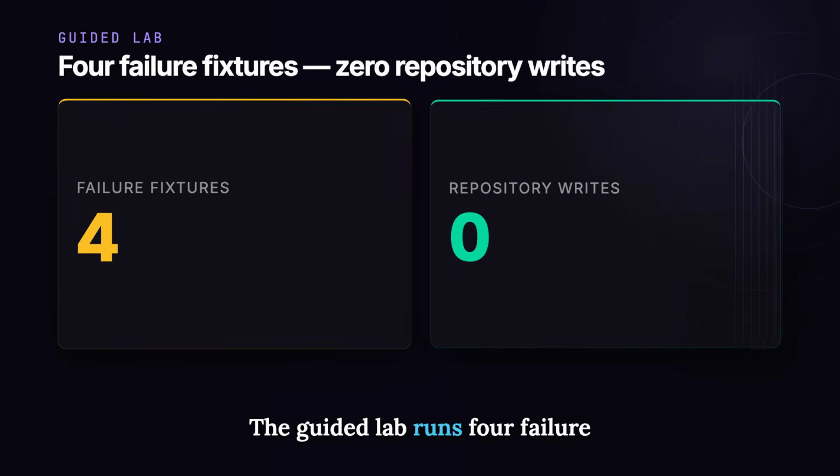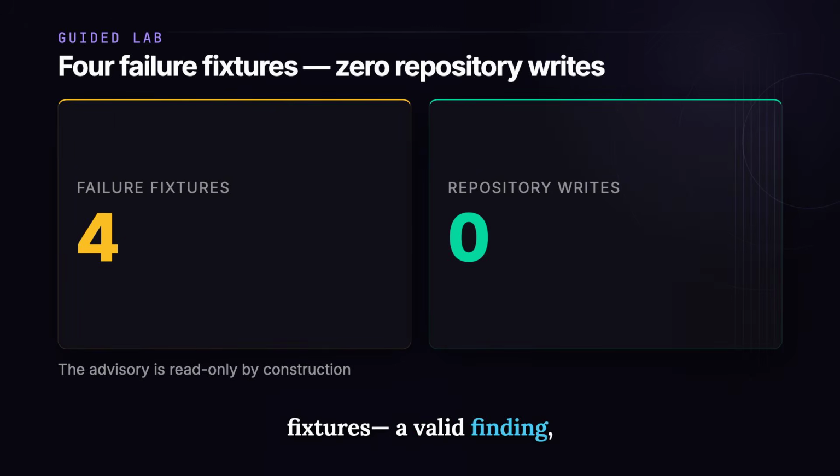The guided lab runs 4 failure fixtures: a valid finding, malformed output, a timeout, and a tool failure, and confirms the job performs no write. 4 fixtures, 0 repository writes. The advisory is read-only by construction.